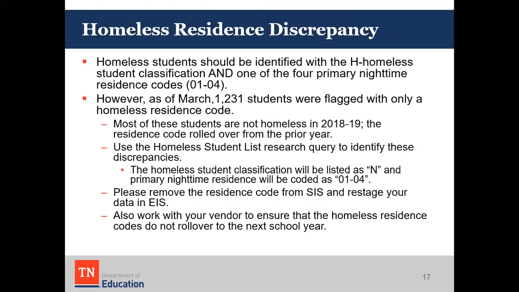Most of these students are not homeless in 2018-19. The homeless residence code rolled over from the prior year. Use the homeless student list research query to identify these discrepancies. The homeless student classification will be listed as N, and the primary nighttime residence code will be coded as a value between 01 and 04.